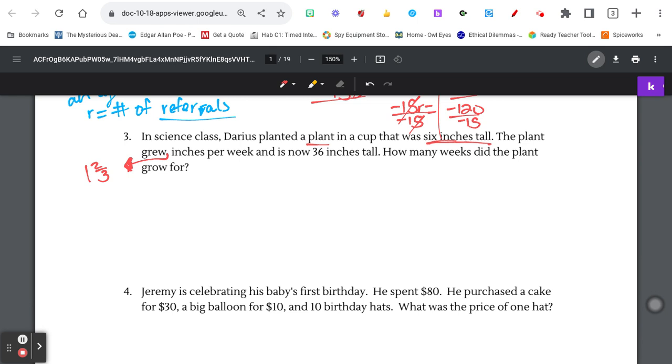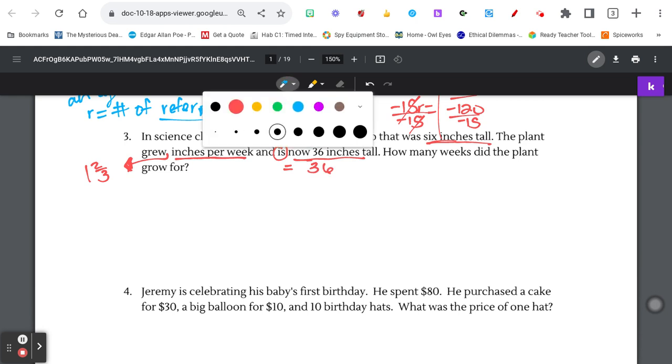All right, the plant grew 1 2/3 inches per week and is now 36 inches tall. So this is important that it grew that amount every week. And this is important that it's now, it equals 36. So it pretty much tells you that it's going to equal 36. There you go. Is means equal.